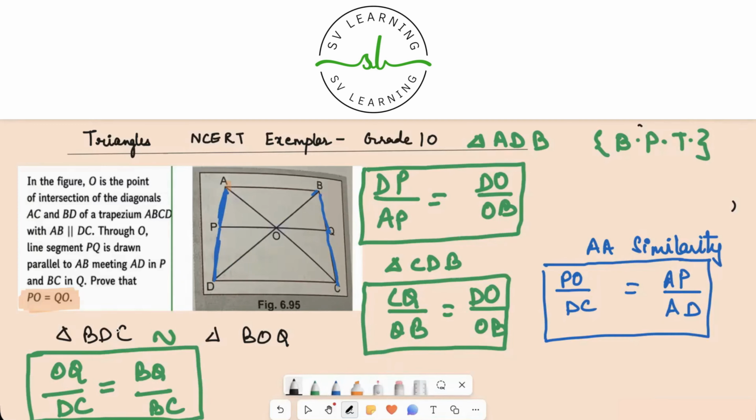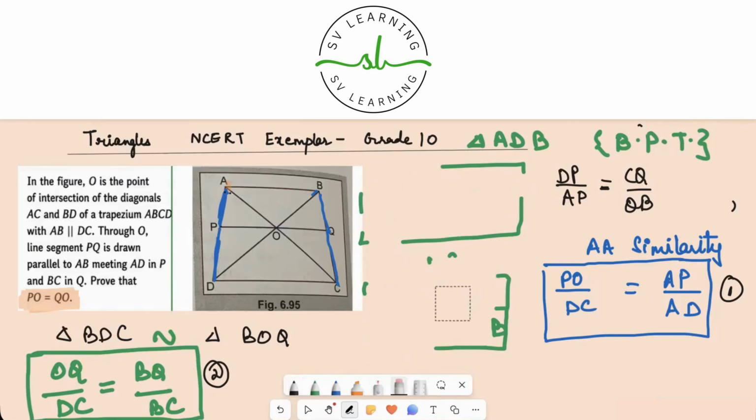Correct? But now let's see, what did I have? I had AP by PD. See, I'm very close. I had AP by AD initially in my first, this one when I did. So this was my first. This was second. But here what I've got? AP by PD. So that means we are very close. From these two, what we can write here is DP by AP is equal to CQ by QB. So from these two BPTs, this was the result which I have directly written.